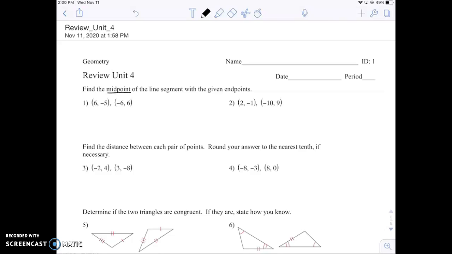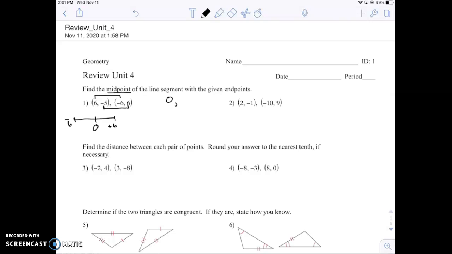And the midpoint is halfway between these two values. What is halfway between -6 and +6? What number is halfway between? That would be 0. So my 0 would be my first value. What number is halfway between -5 and +6? That one's a little more interesting, isn't it?